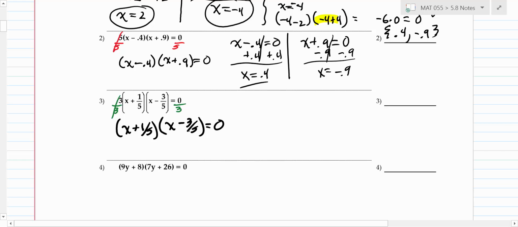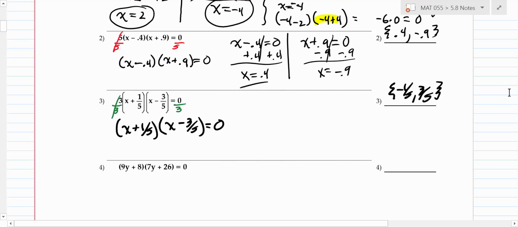Then you want to go ahead, now you can just do this in your head. What would have to go here to make that 0? Negative 1/5. How about the next one? 3/5. So what if it's fractions? You'd have negative 1/5 there, then you'd have 3/5 there. So you don't have to write the steps. Does that make sense? Okay.